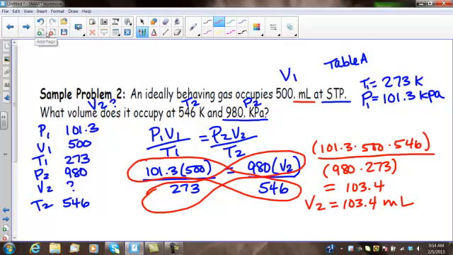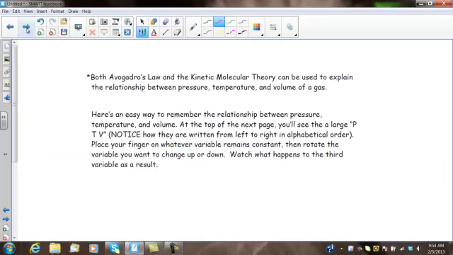Now we're going to talk about something else, and then we'll come back to this. Both Avogadro's law and the kinetic molecular theory can be used to explain the relationship between pressure, temperature, and the volume of a gas. Here's an easy way to remember the relationship between pressure, temperature, and volume.